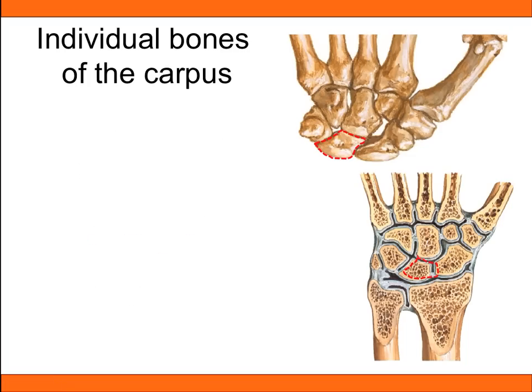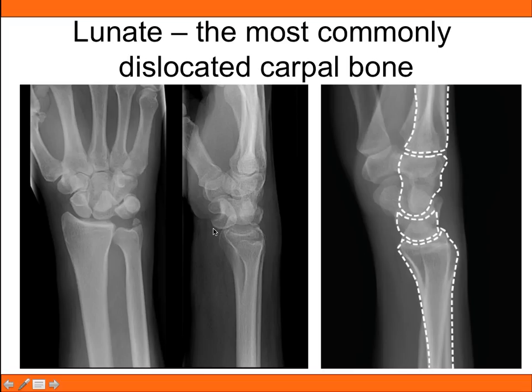Lunate. It's half moon shaped. Sorry, I don't know why that's disappearing on me there, but I'll talk you through it regardless. If we look at it on a lateral surface, this is half moon shaped. Distally it articulates with the head of the capitate, and proximally it articulates at the radiocarpal joint, so with the distal end of the radius. The lunate is the most commonly dislocated carpal bone.